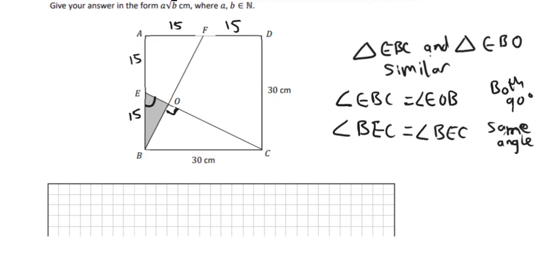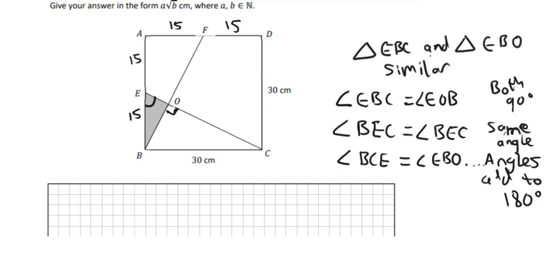And then the other ones are BCE, the other angle in the big triangle, and EBO. Because they're just the other angles in a right-angled triangle, they have to be equal, because the angles in every triangle add up to 180 degrees. So that's the reason why those two triangles are similar, because you've matched an angle in each of them.